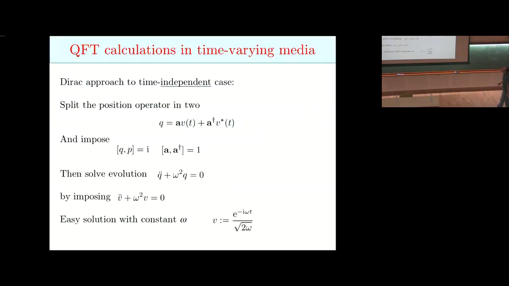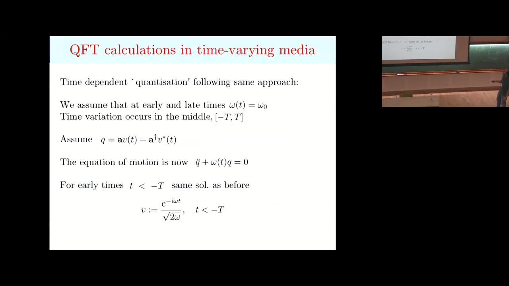What happens is, and you can look at this in different ways, but you can, for example, generalize the Dirac approach to solving the Hamiltonian problem in the time-independent case. So he wrote this Q operator as a sum of A and A daggers, imposed these solutions, and essentially he arrives at this, imposes this equation here for the V, and finds this properly normalized plane wave solution with constant omega. You can do exactly the same thing in the time-dependent case. Your equation of motion becomes this now, so there's a frequency-dependent omega, but we've already solved this. I just did this in the previous slides.